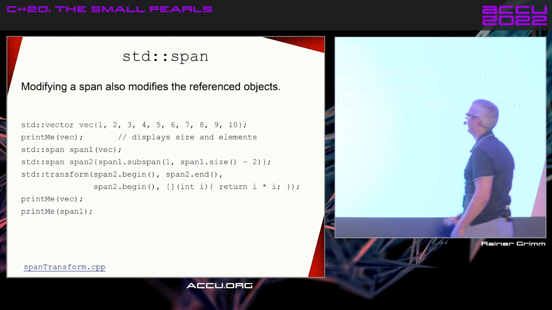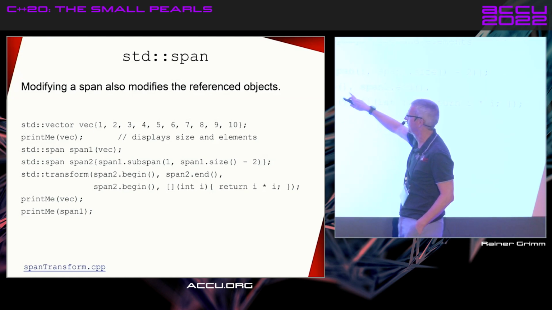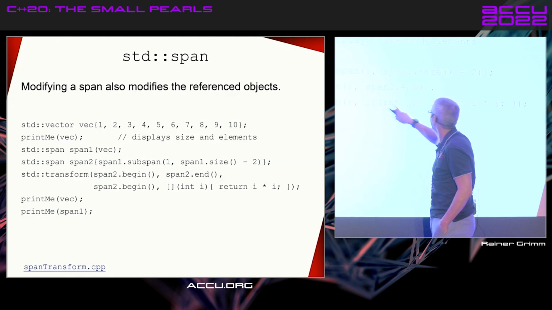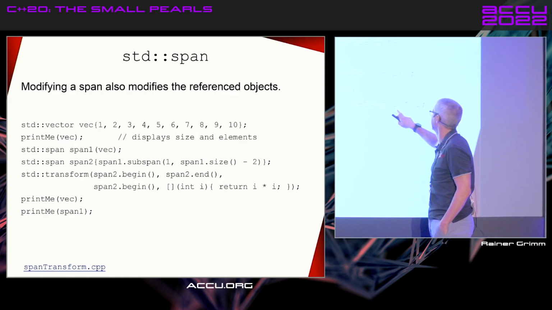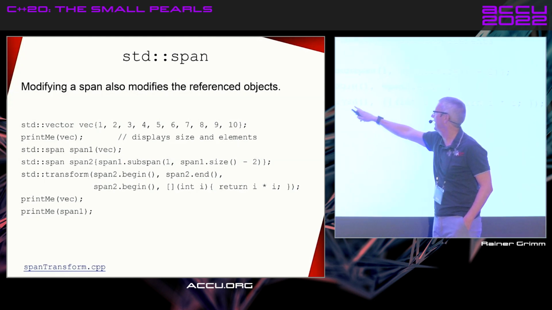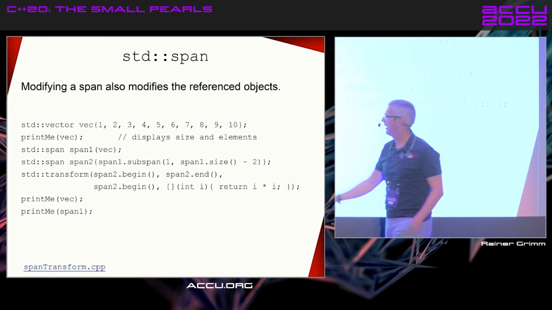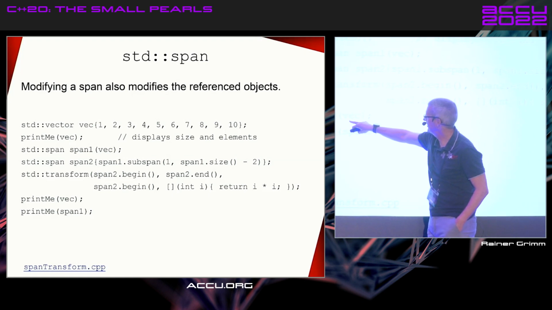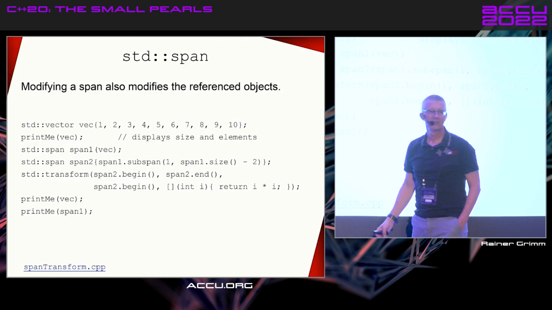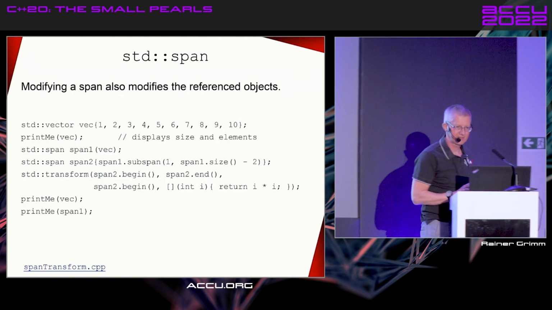And now I transform this span here. Have a look here. I use std::transform from the C++ library, say from begin until end, and map each element to its E times E. And I put the result back to span to begin. And now you see the change in vector, and you also see the change in span 1. So you can, I show you the example, maybe this will answer the question. If not, wait a second.